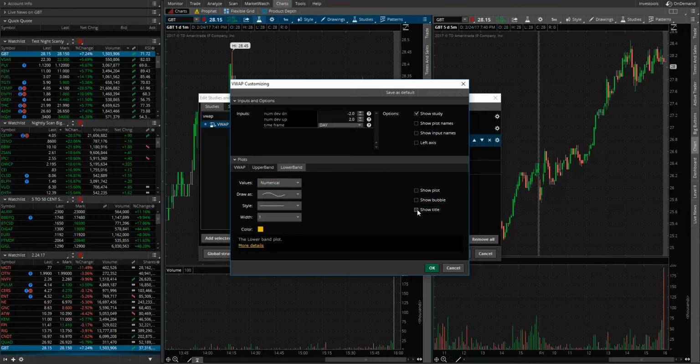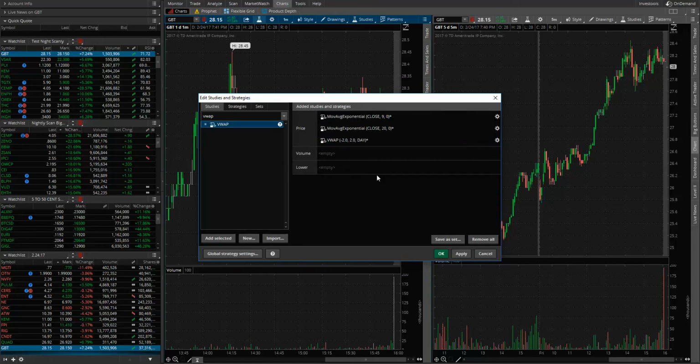You don't want it to show. You just want to show that one line. You don't want to see an upper and lower band. Maybe you do, but most people don't. You leave everything else the same. All right, hit OK. So now we have the 9, the 20, and VWAP. Those are the actual indicators that I like to use on the upper.